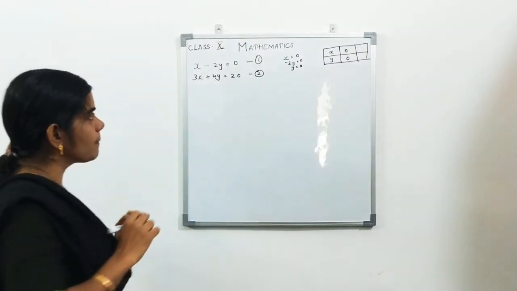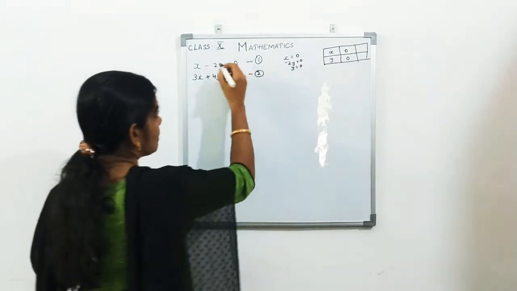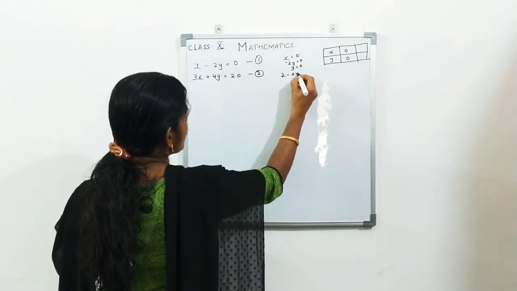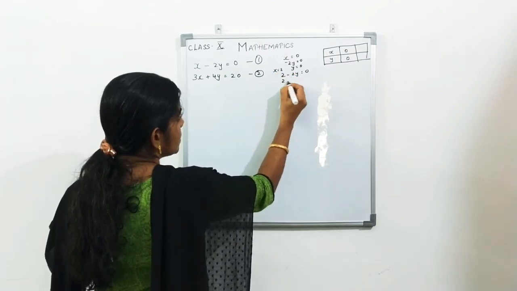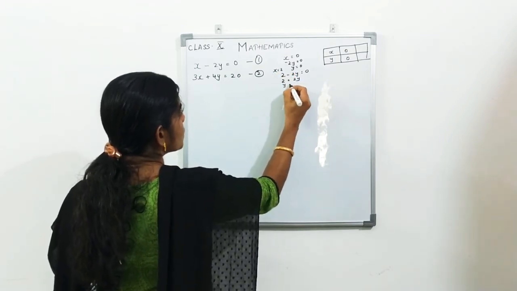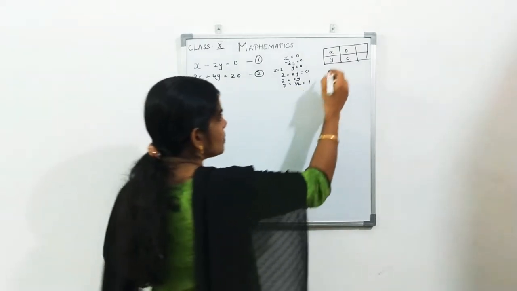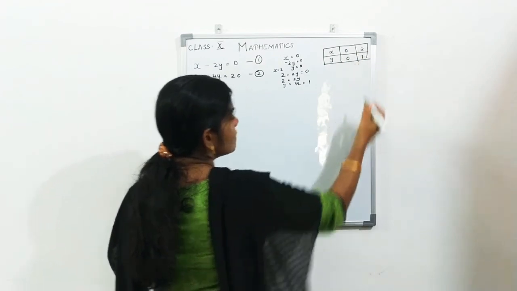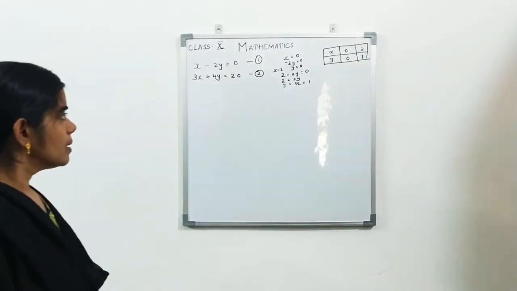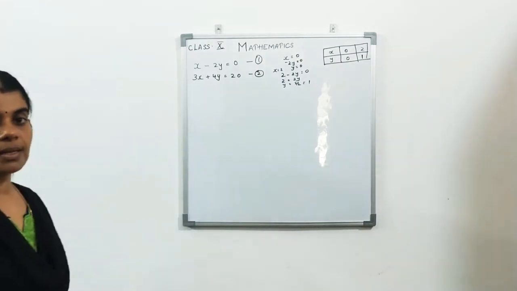Next I am giving x is equal to 2. Then what will happen? 2 minus 2y is equal to 0. When x is equal to 2, then 2 is equal to 2y. Therefore y is equal to 2 by 2, that's equal to 1. Then you got one more solution: when x is equal to 2, y will be 1.